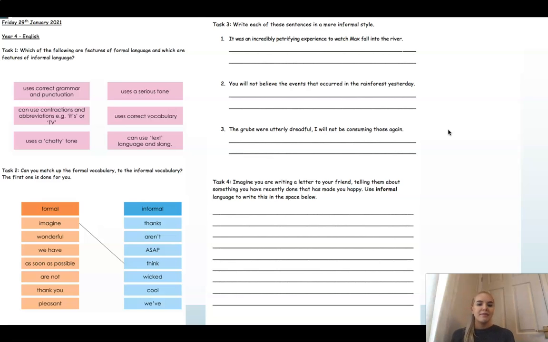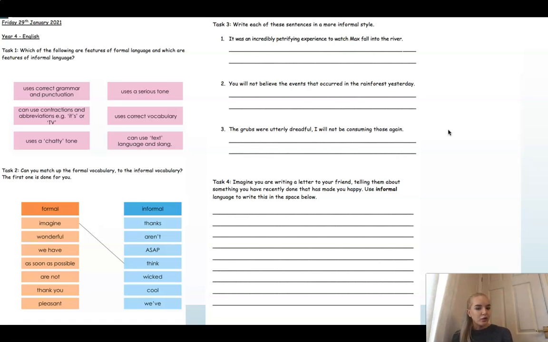It was an incredibly petrifying experience to watch Max fall into the river. Would you say that in your diary? That's what I want you to be thinking of when you are writing the sentences. What would I write in my diary? Because all of these are sentences that you could write in your diary.